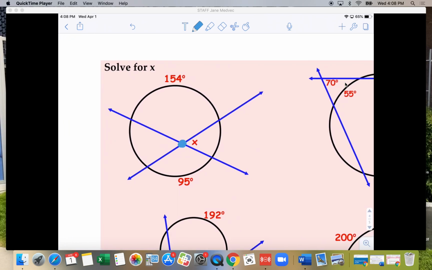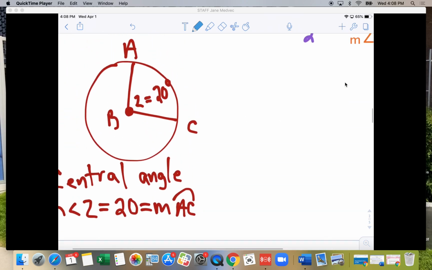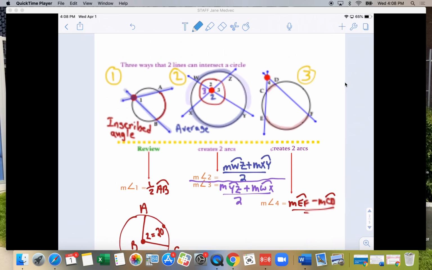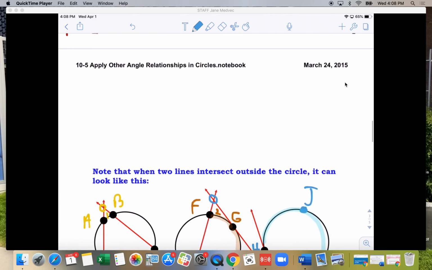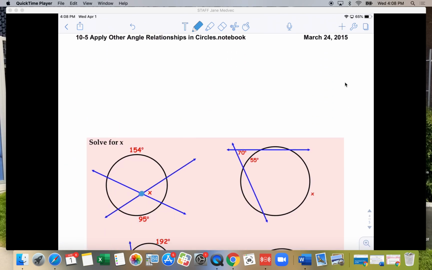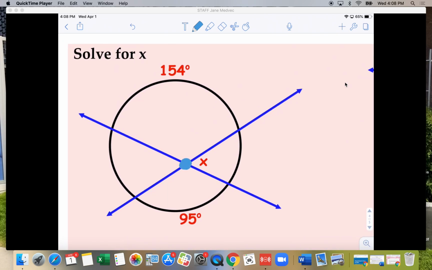And so if I go back to this slide, am I looking at 1, 2, or 3? I'm looking at 2 because the intersection is inside the circle. So essentially what I'm going to do is find the average. So I'm going to go back to my problem, and I'm finding the average. There are 2 different ways of doing this.